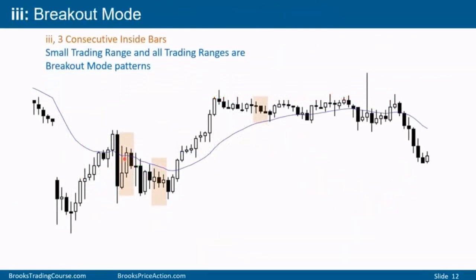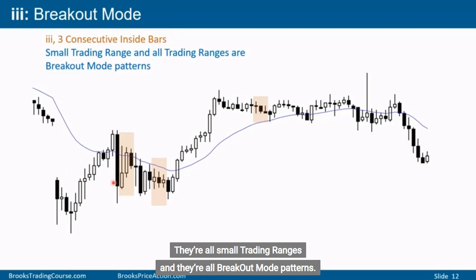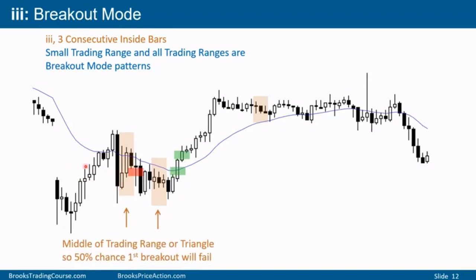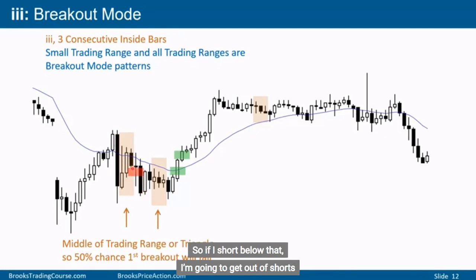Look at this. 3 inside bars, 3 inside bars, 3 inside bars. They're all small trading ranges, and they're all breakout mode patterns. It's credible to sell below this. We have a bear surprise bar. We should get a second leg sideways to down. It's possible that this is all we get, especially when we have a pretty good reversal bar here. So if I short below that, I'm going to get out of shorts above a bull bar closing near its high. And then we have another III.